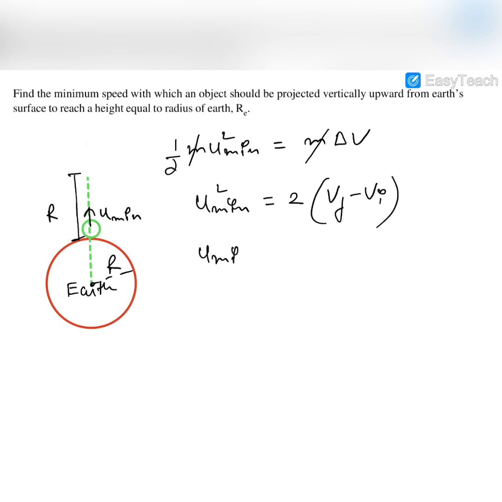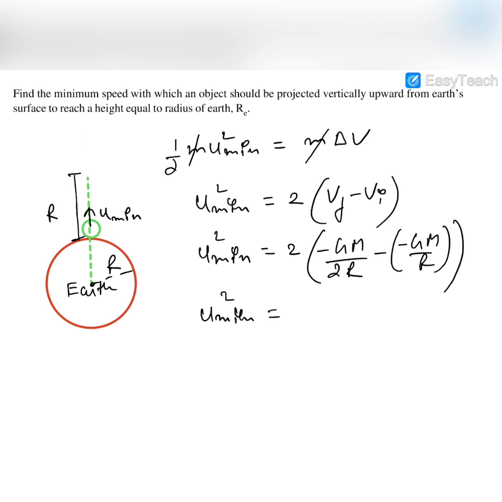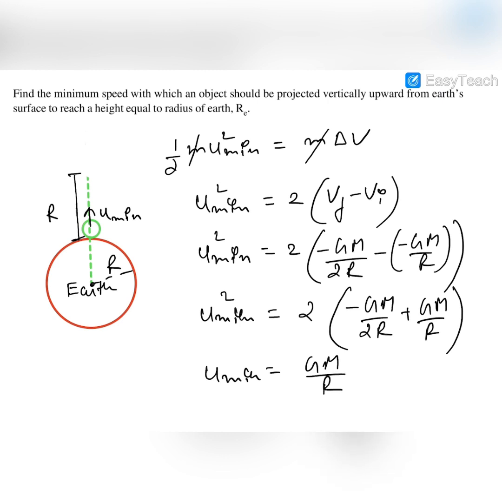So u minimum squared is equal to twice of V final, which is minus GM by 2R, and V initial is minus GM by R. So u minimum squared is equal to twice of minus GM by 2R plus GM by R. Okay, so u minimum will be equal to root of GM by R. So this is the minimum velocity with which we should project this ball so that it just reaches the height equal to the radius of Earth. Now we move on to the next question.